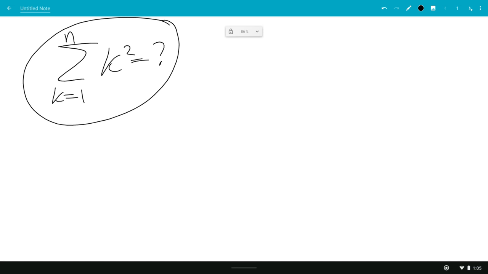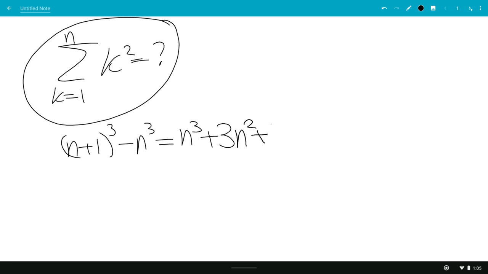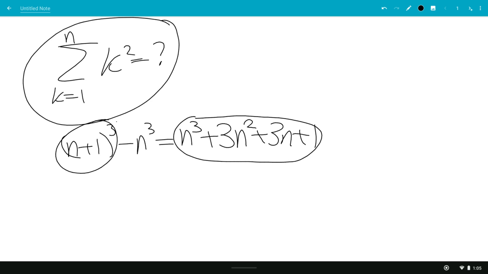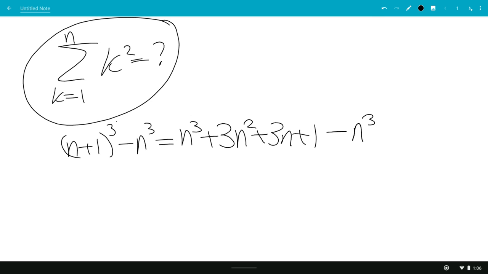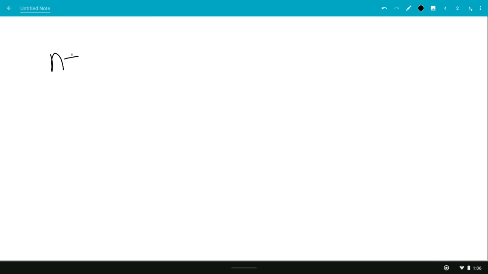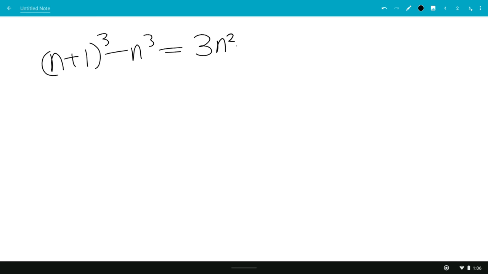In this video, we're going to get the value of the sum from k equals 1 to n of k squared. So we're going to look at (n+1)^3 minus n^3. Expanding it, this will equal n^3 + 3n^2 + 3n + 1, and minus n^3. So this minus n^3 will cancel with this n^3, and you're left with (n+1)^3 - n^3 = 3n^2 + 3n + 1.